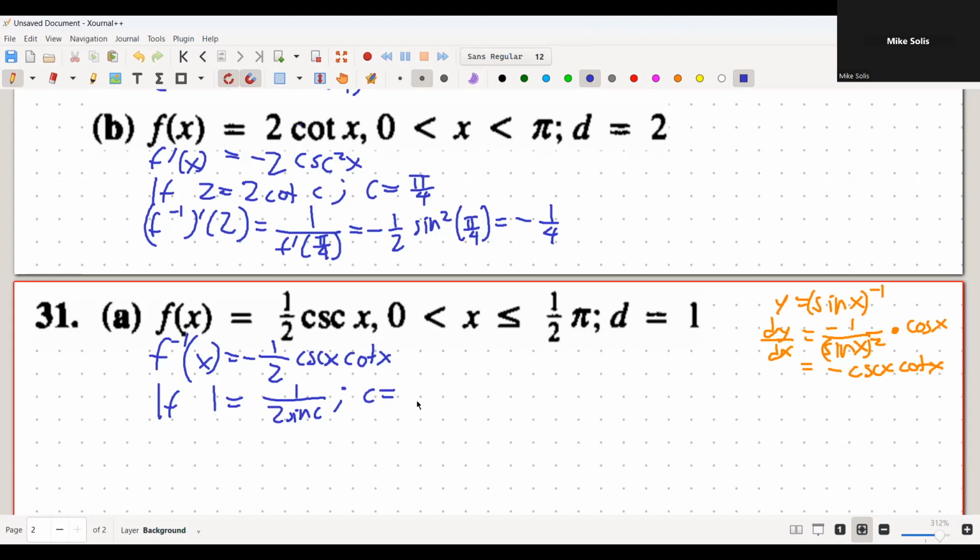So, if d is equal to 1, so 1 is equal to 1/2 cosecant of c. 2 is cosecant of c. 1/2 is sine of c. So c equals pi over 6.